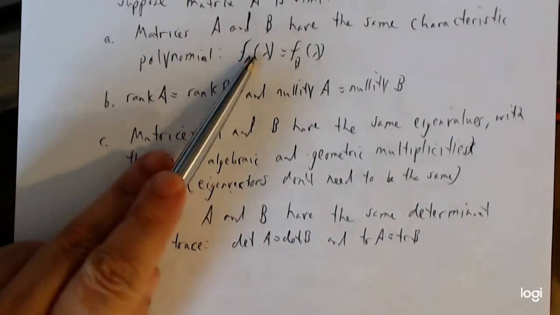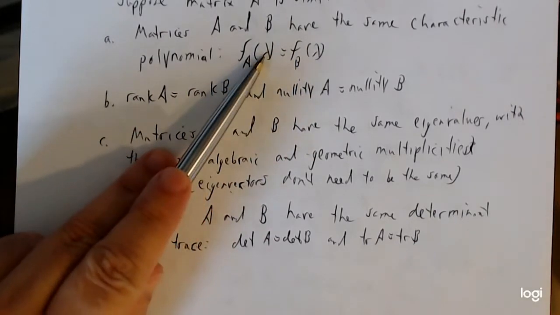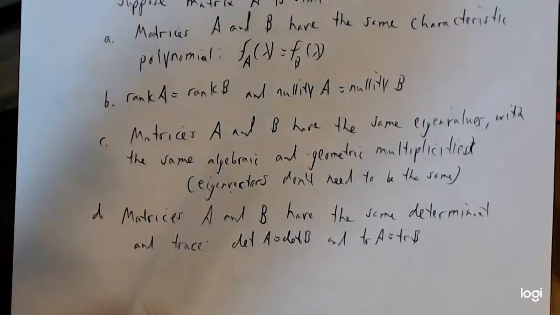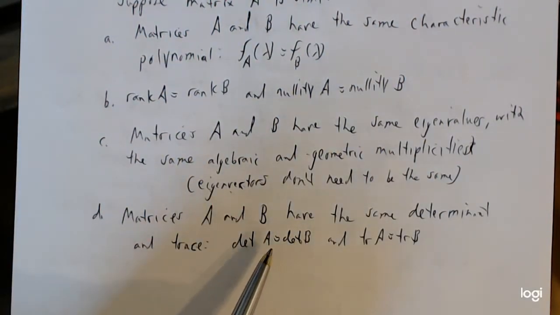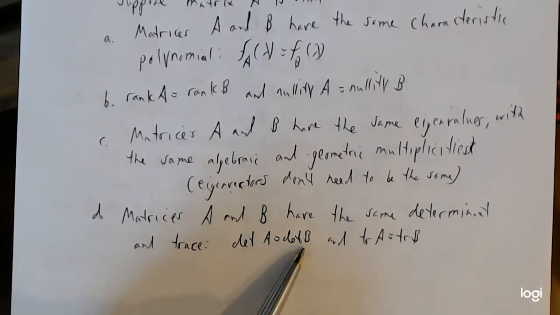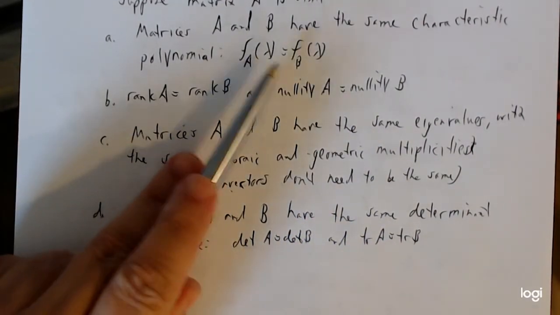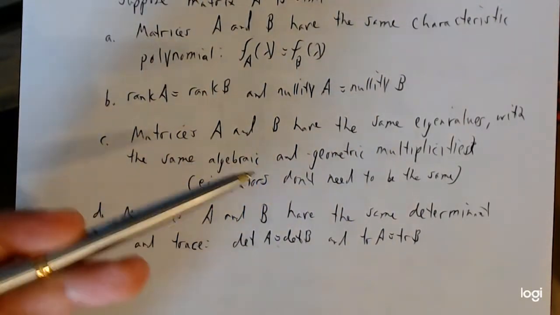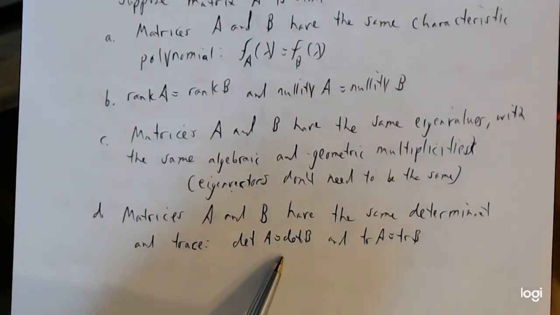If their characteristic polynomials are exactly the same, what did we learn earlier in this chapter? That the determinant of A is literally what? One way of finding the determinant of A is the product of all its eigenvalues. Well, then guess what? How do I find the determinant of B? It's the product of its eigenvalues. And if they have the same characteristic polynomial, their eigenvalues are the same. So therefore, clearly their determinants will be the same.